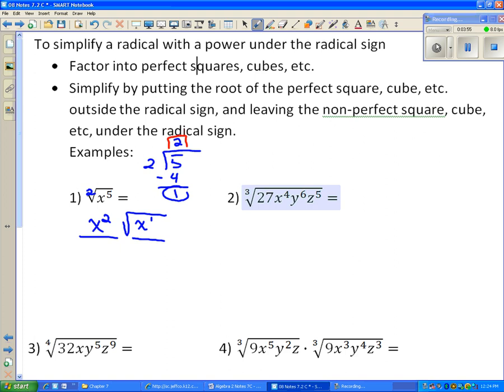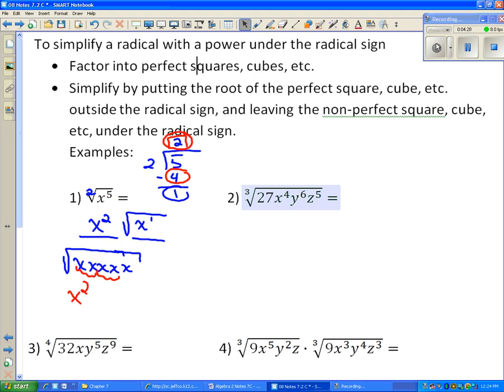Why? How does this work? Well, think about this. I'm taking the square root of x to the fifth power. So that's x times itself 5 times. Since it's a square root, I want pairs. There's 1 pair, there's 2 pairs, just like I had my 2 up here. There's 4 x's altogether, but there's 2 pairs. So each pair brings out 1 x, so that's x squared for the 2 pairs.